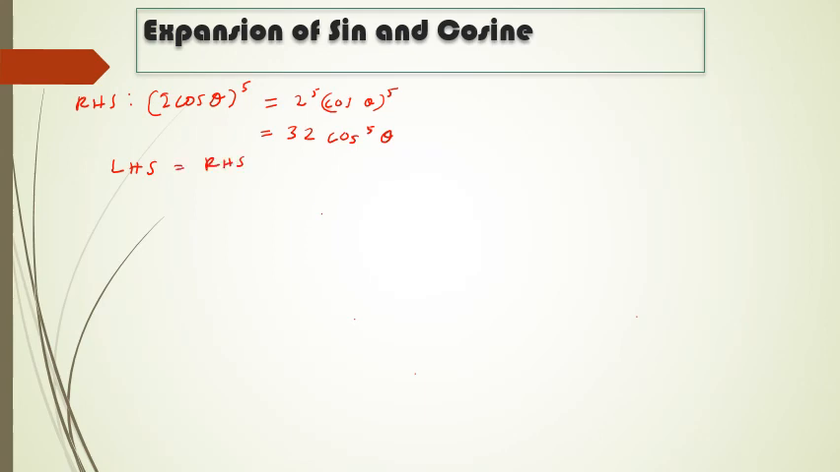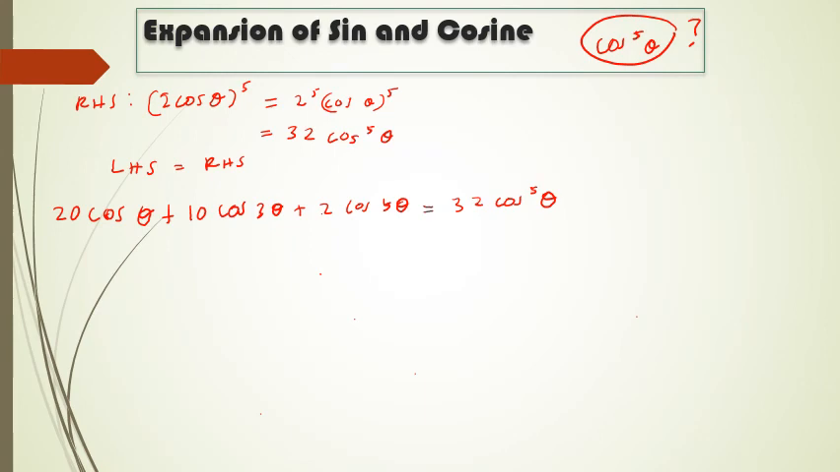So the left hand side just now we get 20 cos theta plus 10 cos 3 theta plus 2 cos 5 theta. So it's equal to the right hand side, which is 32 cos theta power 5. What the question wants is cos theta power 5, so now we will write in this form.